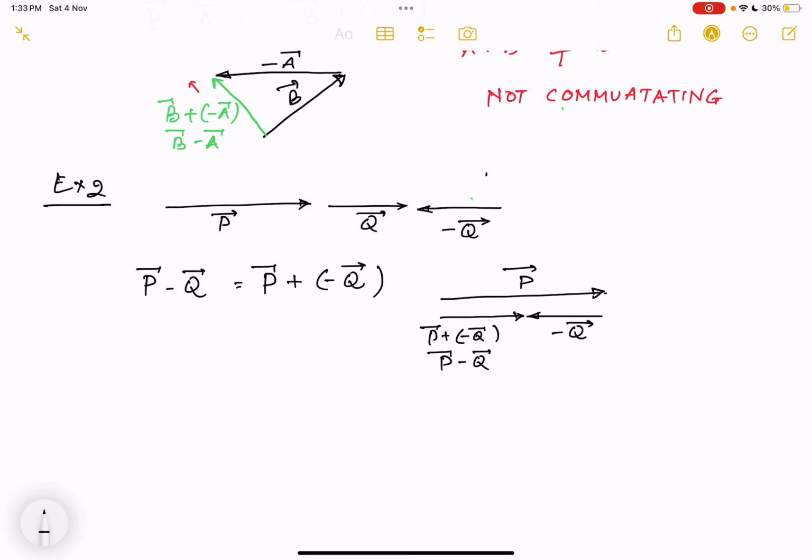Okay. So I think with this, the idea of subtraction is very clear. In the next class we will understand the parallelogram law of vector addition.